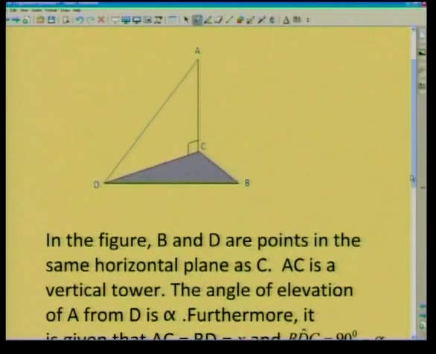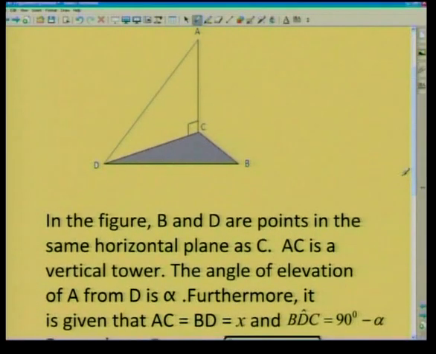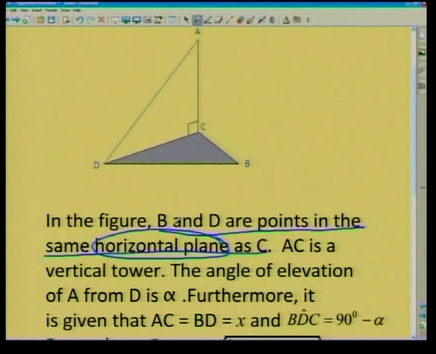If we have a look here, you'll see they give me this drawing and they give me some words. So let's see what the words are saying. It says in this figure, B and D are points in the same horizontal plane as C. What do I mean by that? Well, as you know, horizontal is a flat surface. It looks like that. Now, if I'm saying it's on the same plane, it's like your and my feet, if we're standing on the same floor, would be on the same plane. So really all it means is the floor.